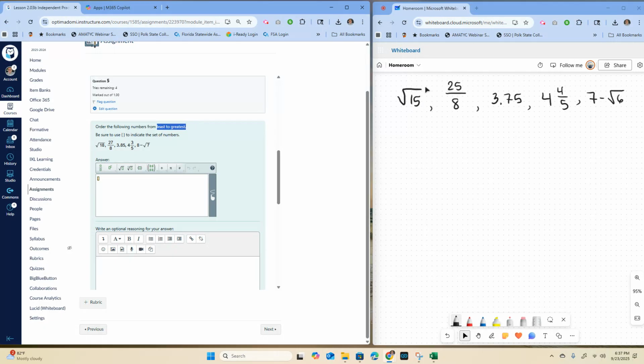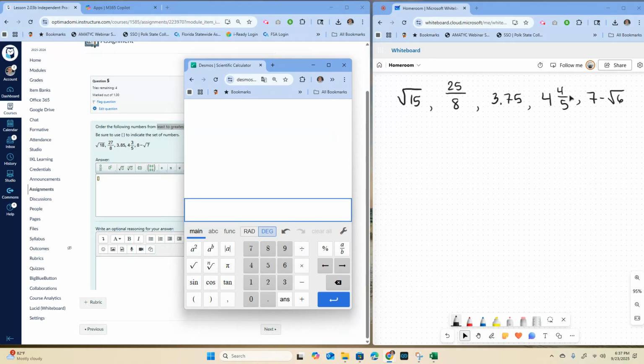I'm going to take all of these numbers here, and whatever's not a decimal, I'm going to make it a decimal, and then I'm going to change it to a percent. Okay, so for example, I'm going to use all of these numbers here. They're similar to what you have in problem number 5. I'm going to start with square root of 15.